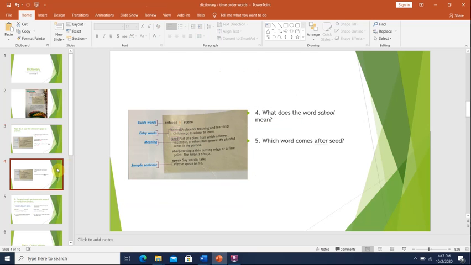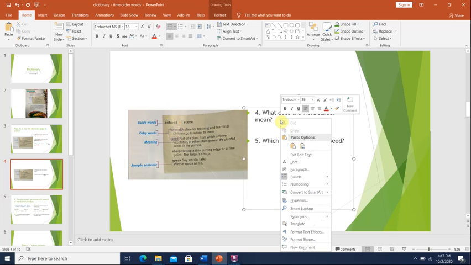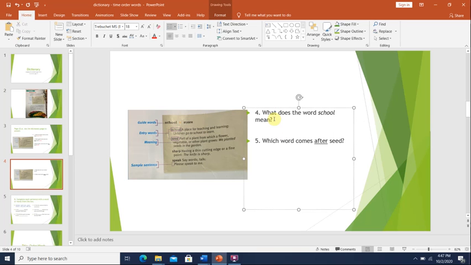All right. Okay. Question number 4. What does the word school mean? Let's go to school and read the sentence after it, because the sentence that comes after the entry word is the meaning. It says, a place for teaching and learning. So the meaning of school is a place for teaching and learning. Okay, that is the meaning of the word school.